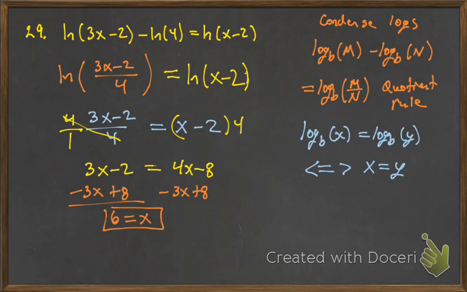So I elected to move the x terms to the right, so I subtracted 3x, and then the minus 8 on the right hand side, it doesn't have an x, so we're going to add that to the other side, and so we get x is 6, and then we can run that through our logarithms, and we don't get any negatives, so that's okay.